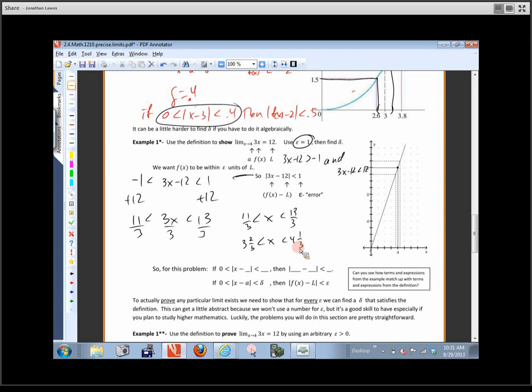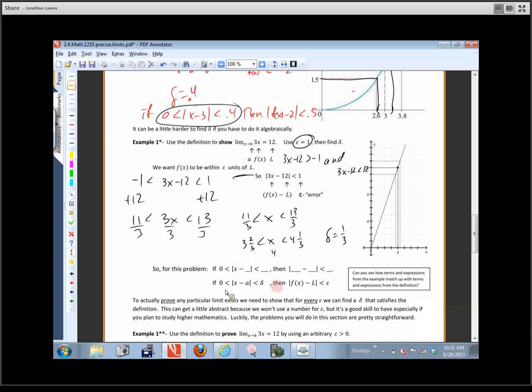And what is the point of interest? 4. So where does 4 fall in between 3 2/3 and 4 1/3? Smack dab in the middle. It's symmetric. How far do I go in either direction to get to these ends of my little delta window? Okay, the whole thing is 2/3, so in each direction I get to go 1/3. Does that make sense? Yeah. Okay. So the delta that I'm going to choose is going to be 1/3.